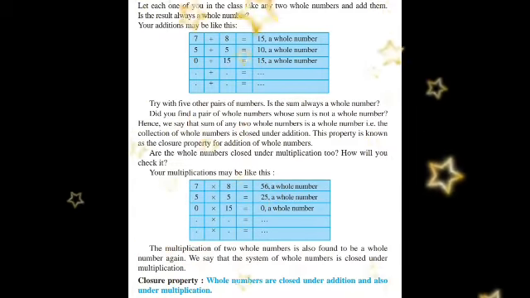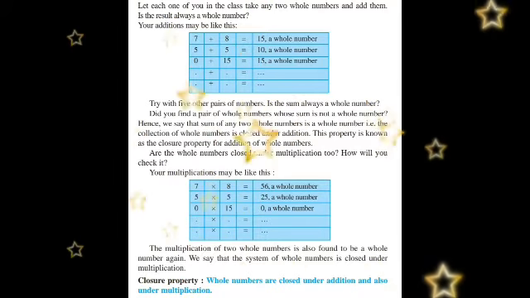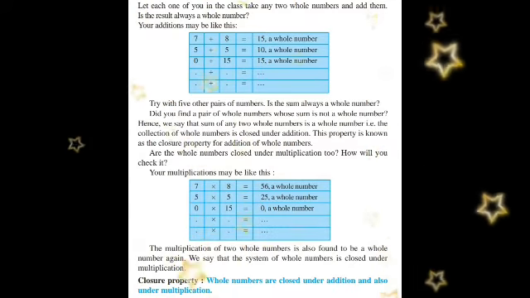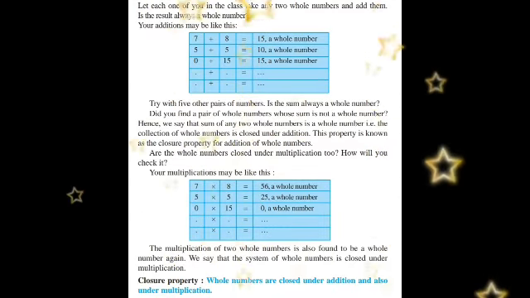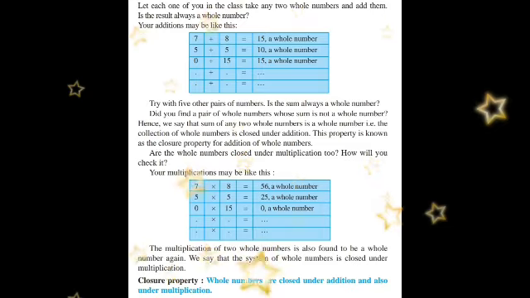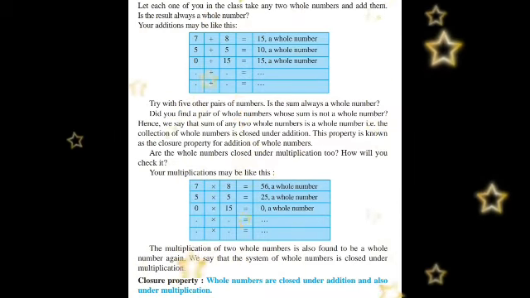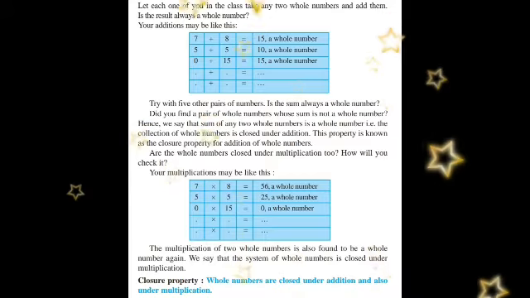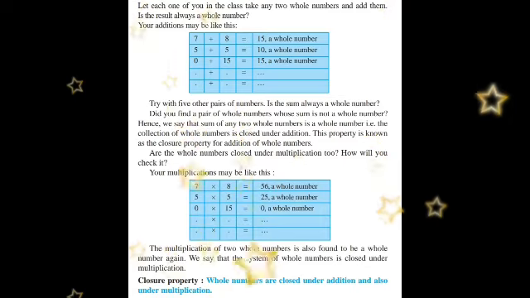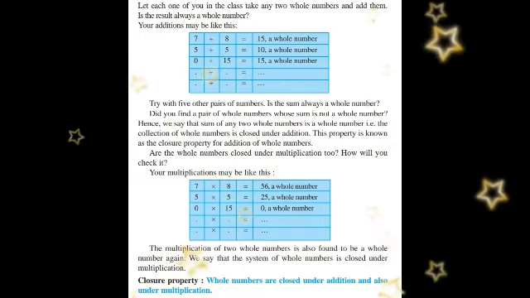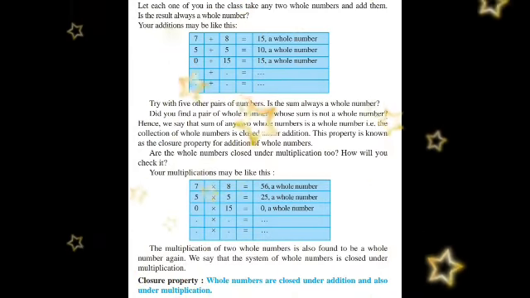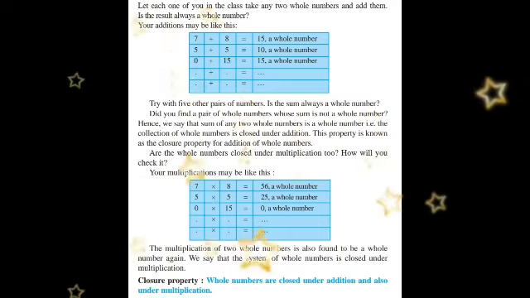The next is the closure property of multiplication. Example, 7 into 8 is equal to 56. It is also a whole number. 5 into 5 is equal to 25. It is also a whole number. 0 into 15 is equal to 0. It is also a whole number. The multiplication of two whole numbers is also found to be a whole number again. We say that the system of whole numbers is closed under multiplication.